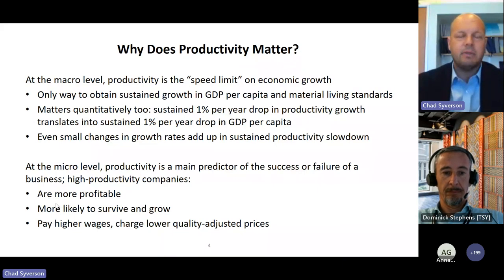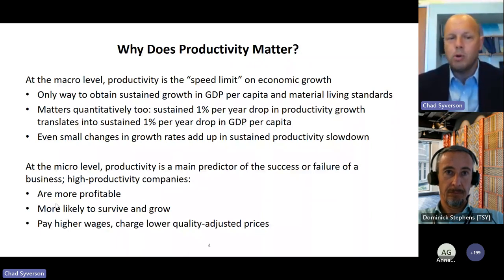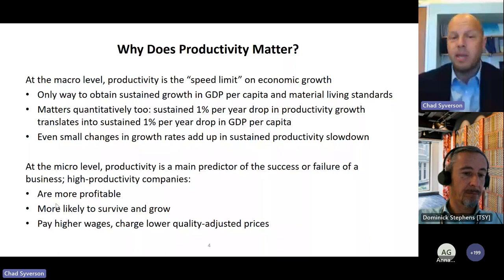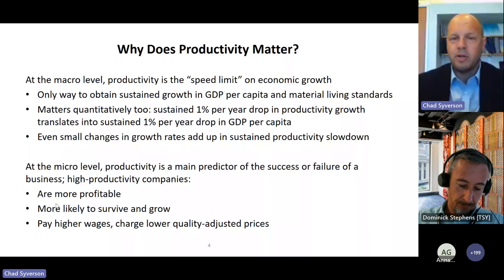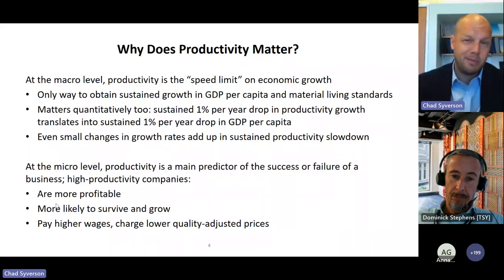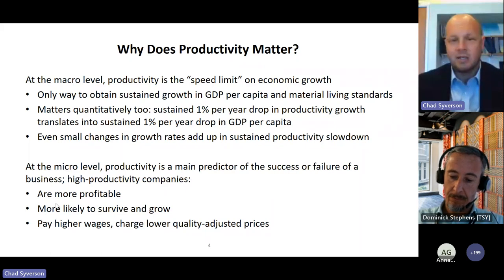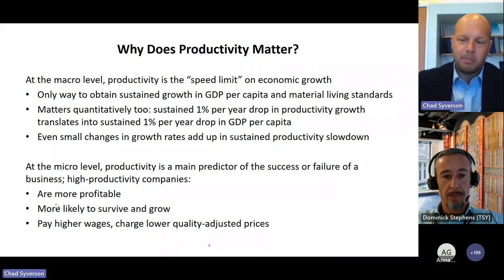Why does it matter at the micro level? Well, it's one of the main predictors of the success or failure of a business. We know from, at this point, hundreds of studies, if not thousands, that high productivity companies are, one, more profitable; two, more likely to stay in business and grow to become larger; and three, they also tend to pay higher wages and charge lower quality-adjusted prices. So higher productivity is good for businesses, and it tends to be good for businesses' workers as well as businesses' customers, because efficiency in some sense makes the pie bigger. And that could be split up amongst all participants in the market.